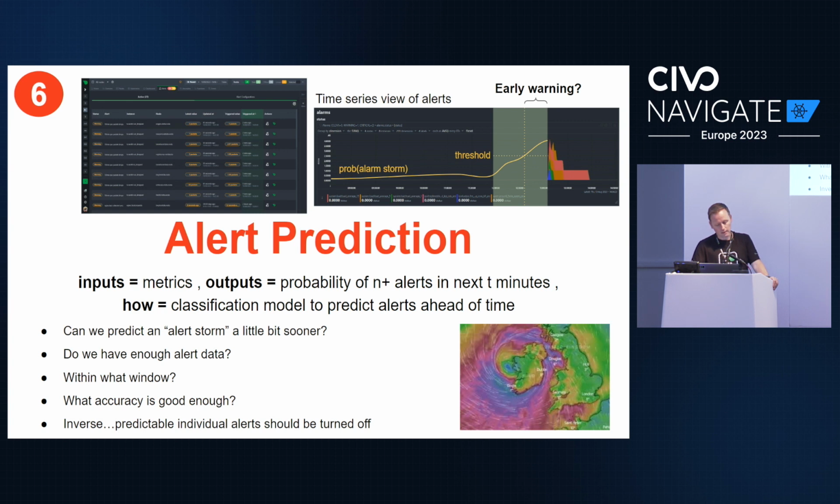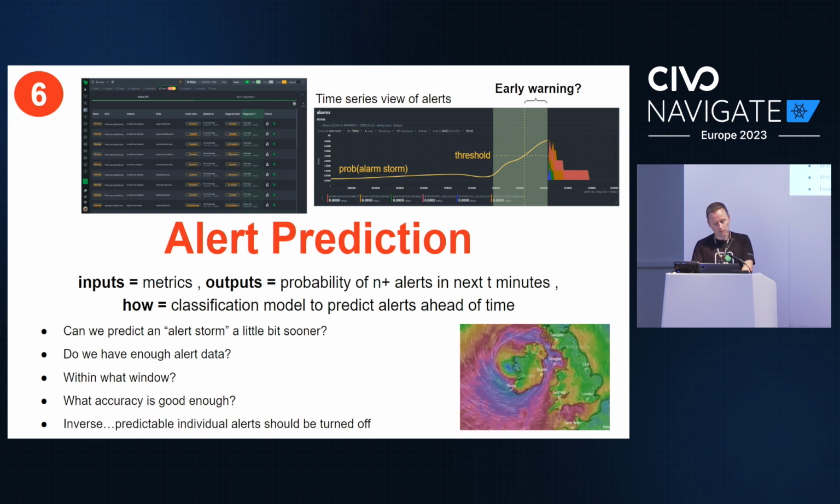The questions here are: what's n plus, and what's T minutes? So how many alerts, how far out do you want it to be, within what window, and what accuracy is good enough? If it crosses this threshold 10 times, are you okay with it actually only turning out to happen 5 times out of the 10, or 2 times out of the 10? These are parameters you need to decide, like what's your sensitivity to false positives.